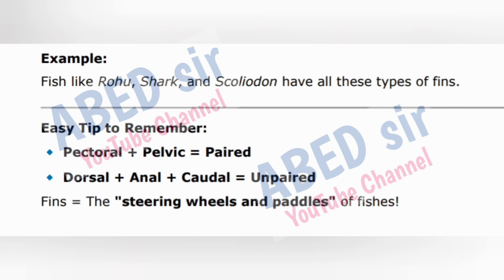Easy tip to remember. Pectoral plus pelvic equals paired. Dorsal plus anal plus caudal equals unpaired. Fins equal the steering wheels and paddles of fishes.